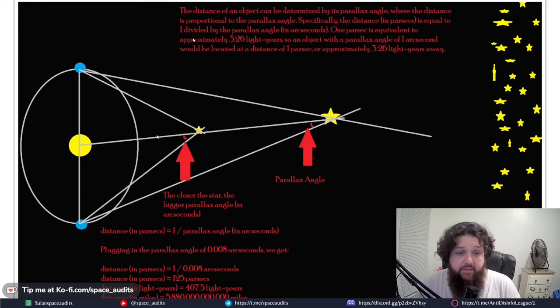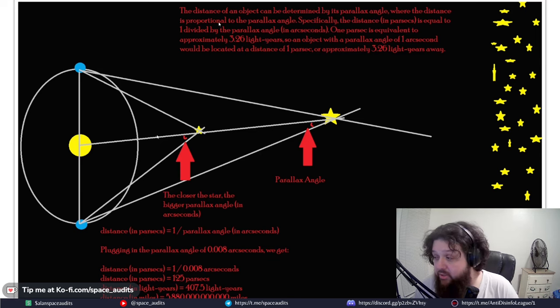All right, so let's look at what they're saying here. We'll go over parallax and parsecs too, because there's a proportional relationship. When you get into distances, that's included in this, so we'll hit the whole gamut.